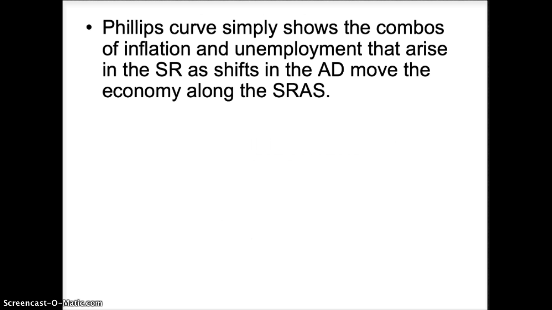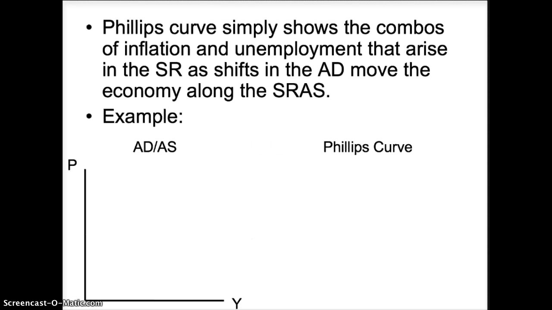The Phillips curve simply shows the combinations of inflation and unemployment that arise in the short run, as shifts in the aggregate demand curve move the economy along the short-run aggregate supply curve. Let's go through an example. First, I'm going to show both the ADAS model and the Phillips curve at equilibrium. P for the price level and Y for real GDP, the upward sloping short-run aggregate supply curve, and downward sloping aggregate demand curve. I'm not including the long-run aggregate supply curve because we are focusing on the short run.